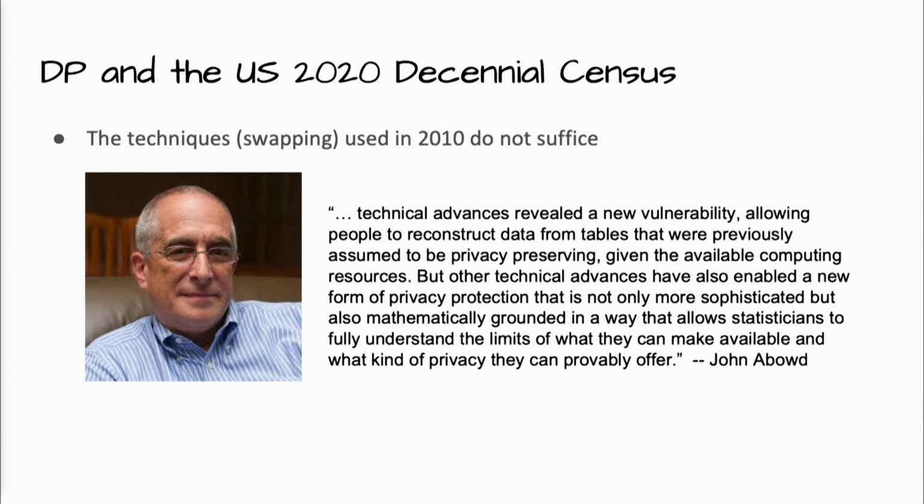Basically, what he says is that the techniques that they used for the last decennial census no longer suffice. He says, technical advances revealed a new vulnerability, allowing people to reconstruct data from tables that were previously assumed to be privacy preserving. You know what that is. That's the attack behind the fundamental law. So they woke up and said, oh my gosh, there's this fundamental law, and they tested it out, and indeed they were able to attack their own 2010 data release. And they could even do more when they used publicly available commercial data from the same time. So this is why the census is using it. And the algorithms that they're going to be using in the 2020 census are beyond the scope of the talk.